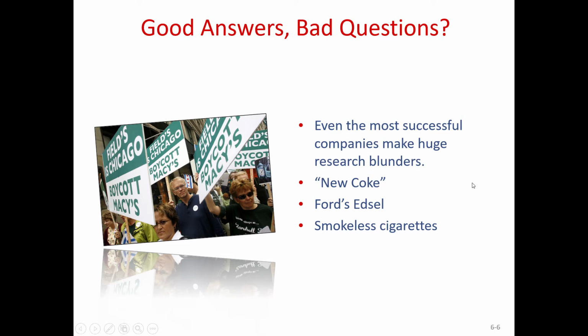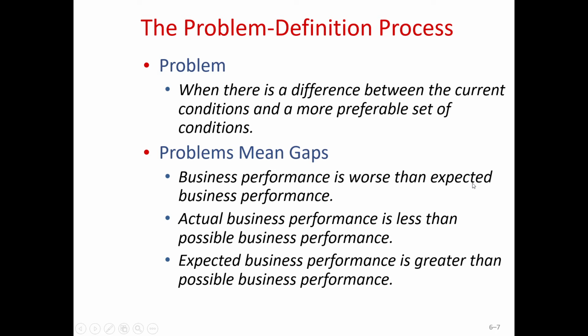Now, the problem definition process. A problem occurs when there is a difference between the current condition and a more preferable set of conditions. In other words, a gap exists between the way things are now and the way that things could be better. The gap can come about in a number of ways. First, business performance is worse than expected business performance. For example, sales, profit, or marginal cost could be below targets set by the management, or employee turnover is higher than expected, and this is a very typical type of problem analysis.